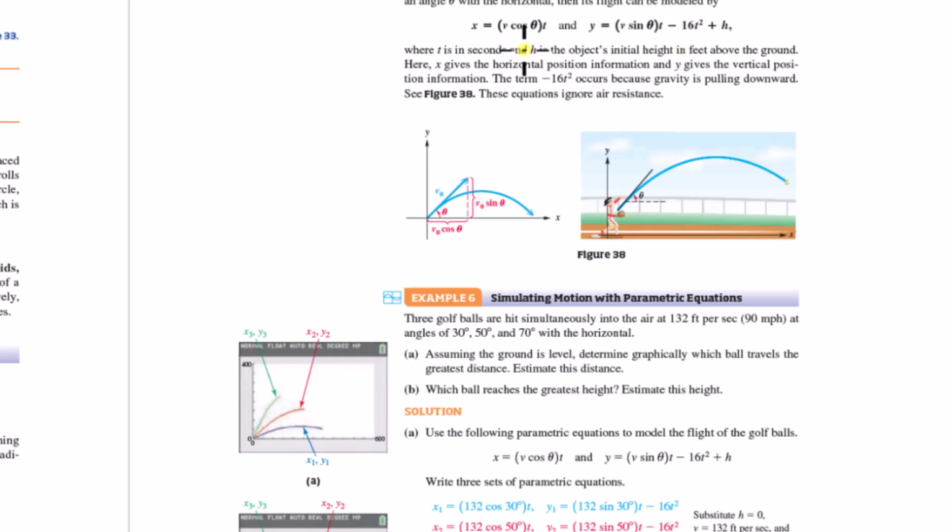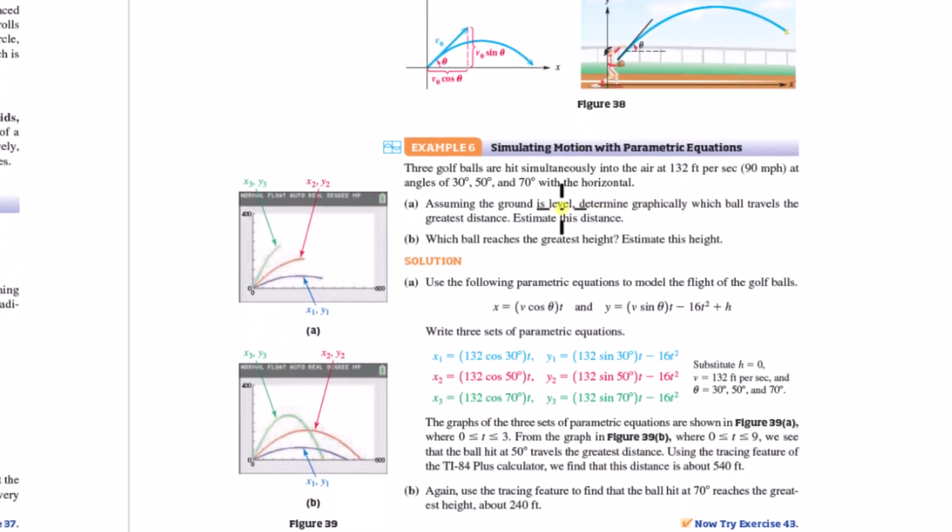Now, the initial x position is always at x equal to 0, but we can have an initial height, a starting height. But don't get bogged down with these formulas, what they mean, how they were derived. That's something we do in dynamics, kinematics. Just try and focus on the application of the parametric equations.